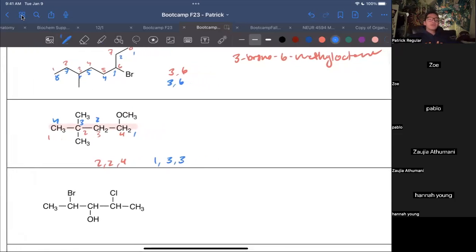You might be inclined to pick 2, 2, 4 over the 1, 3, 3, but if you look at that first point of difference, 1 and 2, 1 obviously beats 2. You don't have to look at the rest of the numbers beyond that. Automatically, because 1 beats 2, that's your numbering scheme. So it's going to be 1 methoxy, 3, 3 dimethyl butane.